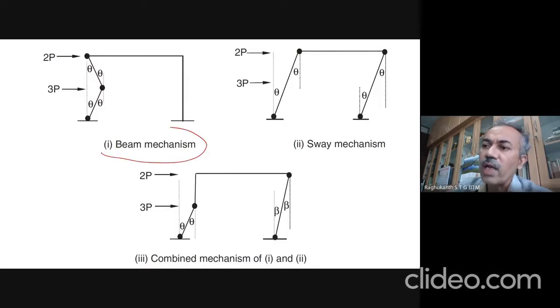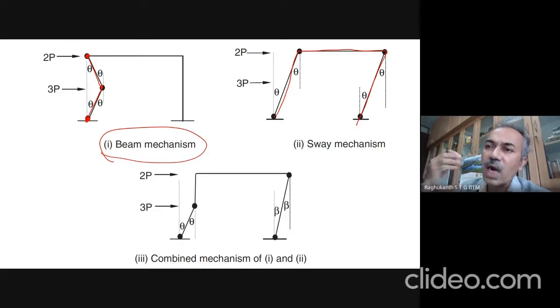So this is what we are calling a beam mechanism. Beam means partial collapse, so 3 hinges are required here. Then you can have a sway mechanism, which means 4 hinges, like the previous case. So this also can happen. You can have a combined mechanism, that is beam plus sway. But the only thing is here, the load is not acting on the beam. The load is acting at the center point of the column.